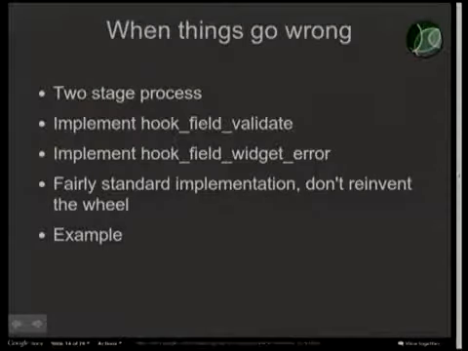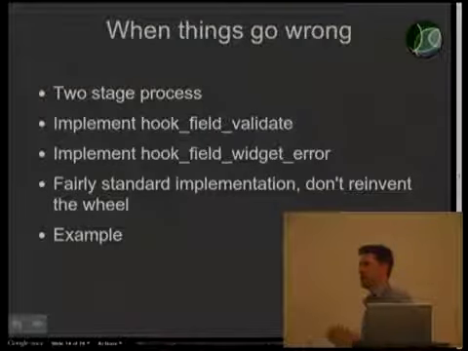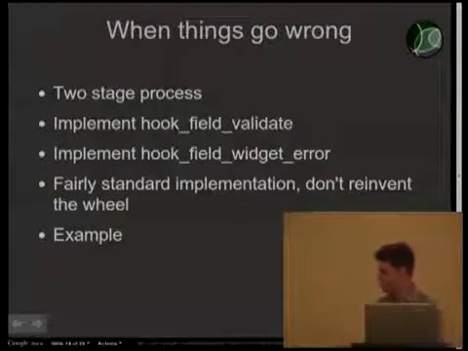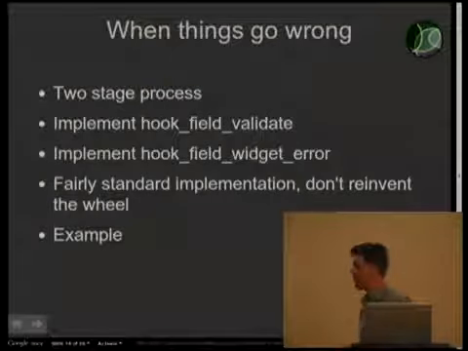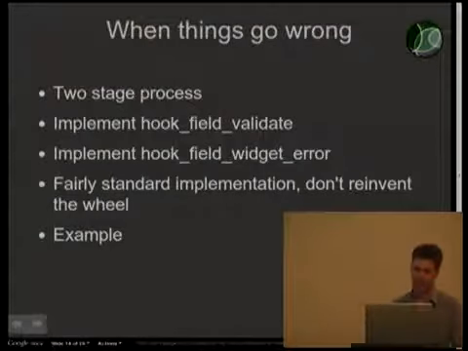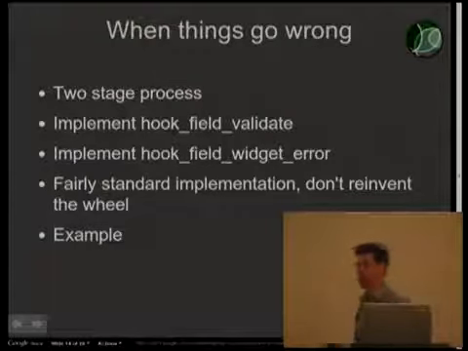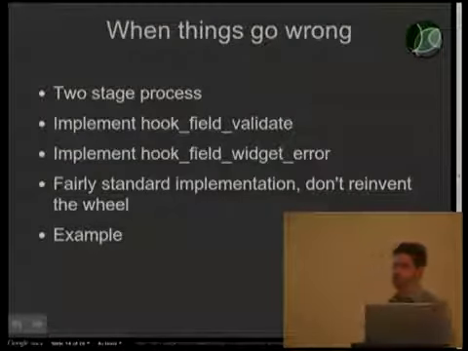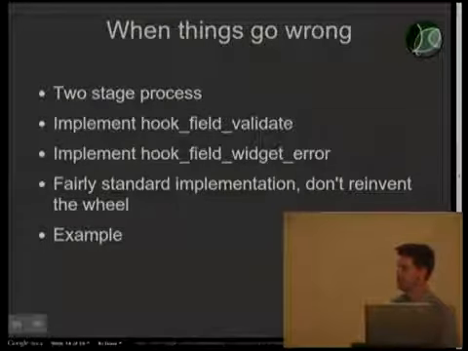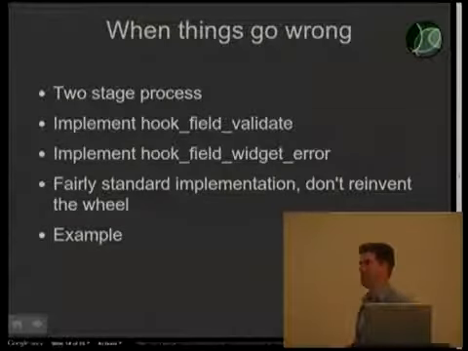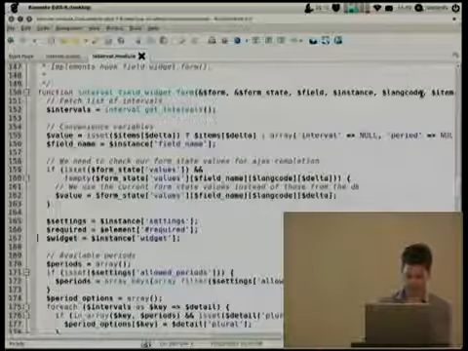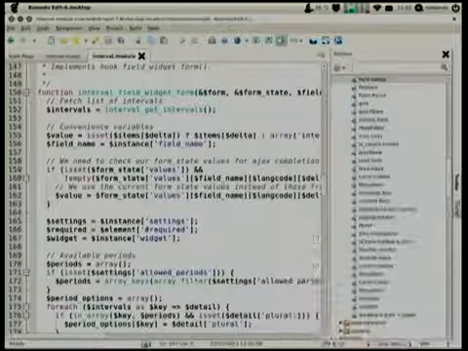Okay, so now, same as with every form API function, when you build the form, then you have to validate it. So there's two that go hand in hand here. It's hook field validate and hook field widget error. And now there's a pretty good design pattern for handling these. And if you look at, say, the example fields module or any of the other modules defined by core, do it the way they do it, unless you've got some particular use case. But because of the two-stage process, I'll just find the functions.